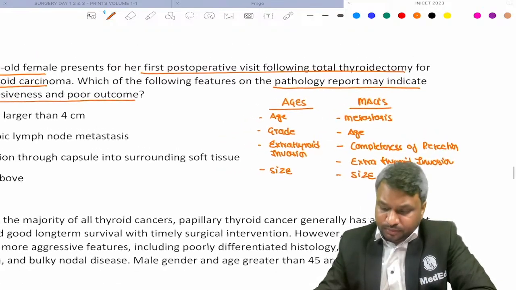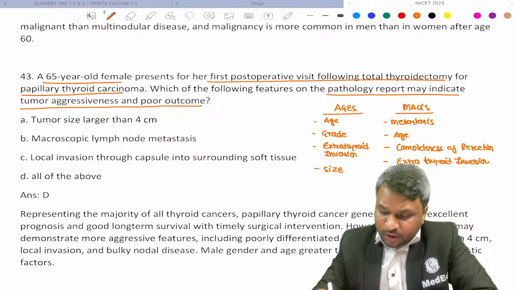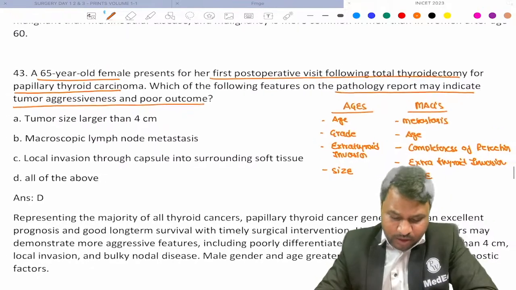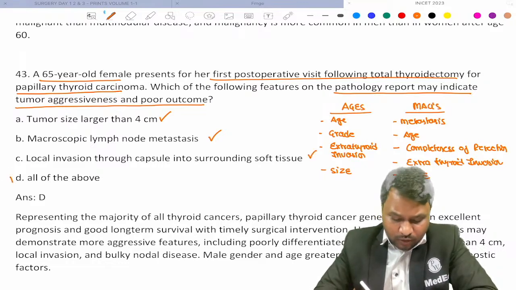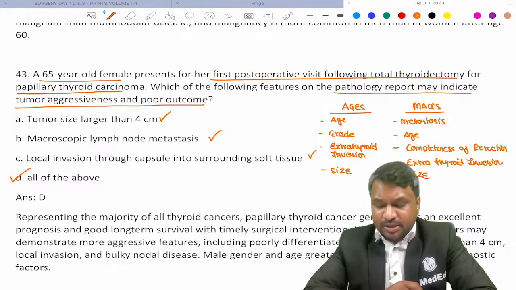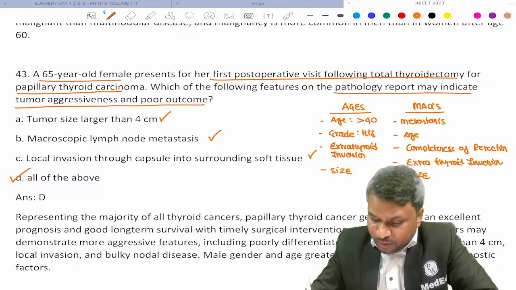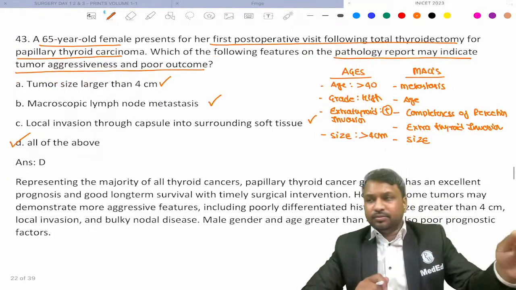Okay. Now, which of the following features of pathology may indicate tumor aggressiveness and poor outcome? Size greater than 4 centimeters, yes. Lymph node metastasis, yes. Local invasion through the capsule, yes. All four of them are poor indicators. So we say age more than 40 is poor, high grade is poor, presence of extrathyroid invasion, and size greater than 4 centimeters. These are the criteria that you have to remember.